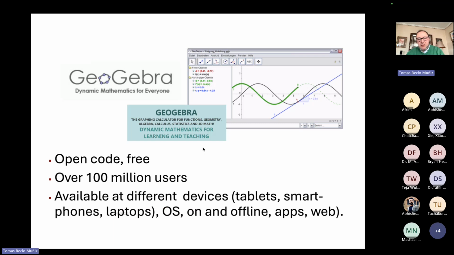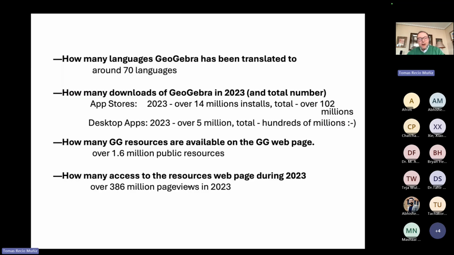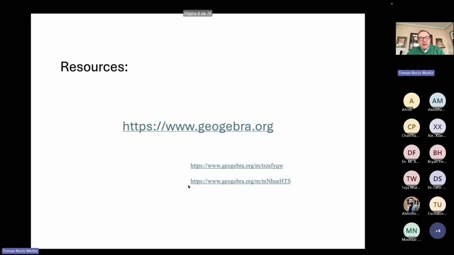And one of the most important dynamic mathematics software is GeoGebra, which has over 100 million users all over the world. So it's a very relevant software. And in the context of mathematics education, we have a lot of resources for teaching, over 1.6 million public resources. These are data from 2023. We have no more recent data. You can imagine what the situation is today. The web page with resources is this one here.